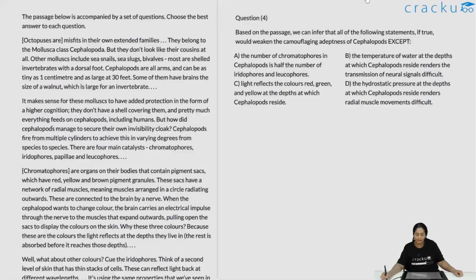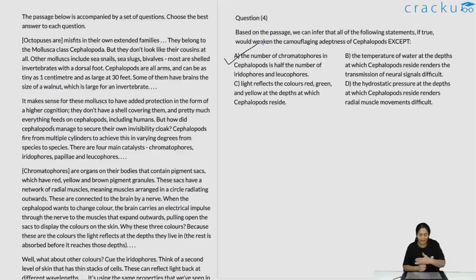Based on the passage, we can infer that all of the following statements, if true, would weaken the camouflaging adeptness of cephalopods, except one. So we have to figure out which would not weaken. So let's take a look at the options. The number of chromatophores in cephalopods is half the number of iridophores and leucophores. But again, we don't know how many are needed. Maybe half the number are sufficient for actually providing the function that is needed. So in this way, this doesn't really say that the function is not carried out properly. So even if the number of chromatophores are half, we can't really say that the camouflaging ability is hampered as such. So I don't think this actually weakens the camouflaging adeptness. So I would say this would be the answer.